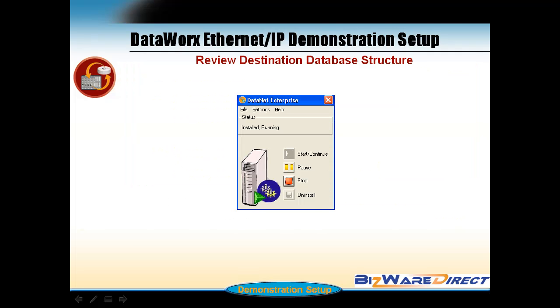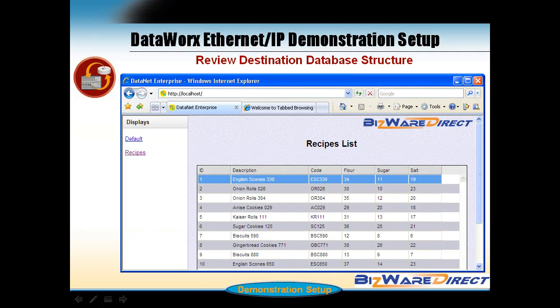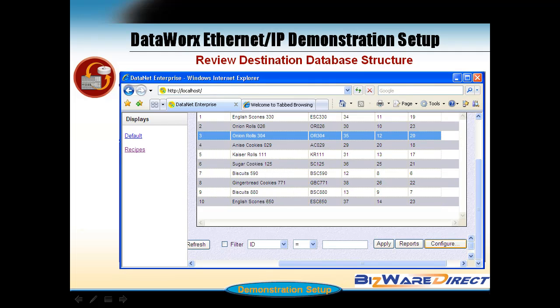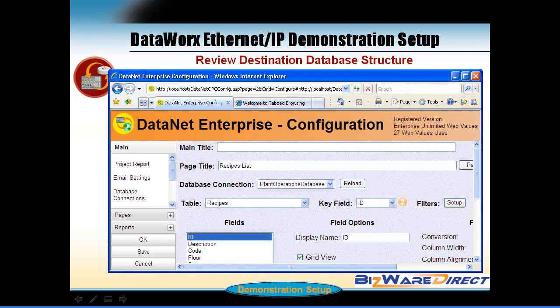Open the DataNet Enterprise server program. Make sure the status is installed running. Open a browser and type localhost in the address. Scroll down and click the Configure button. In the main section, click Database Connections.